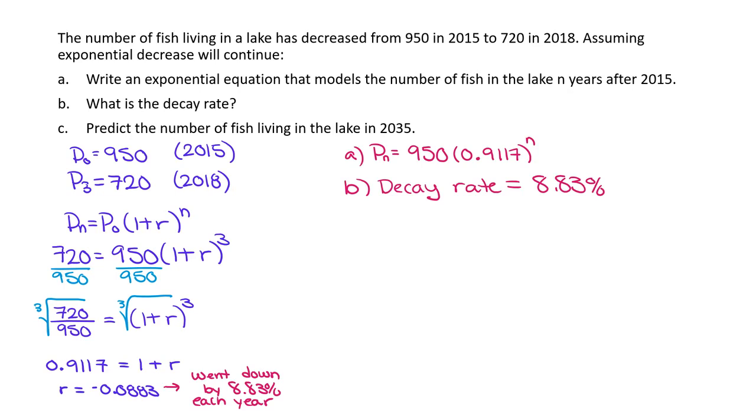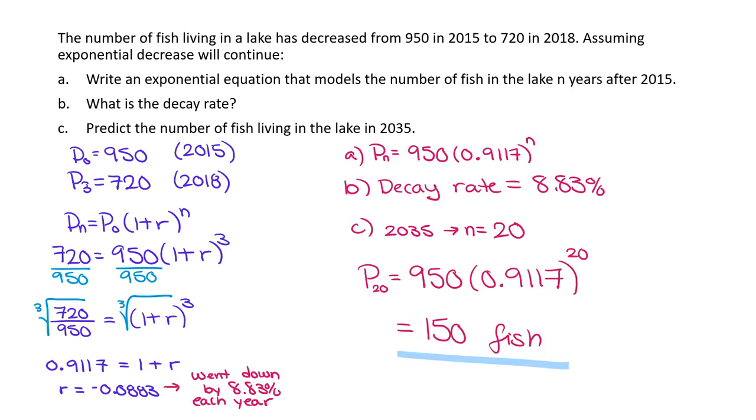Finally, the last thing it wants is us to predict the number of fish living in the lake in 2035. Our starting year was 2015. 2035 is 20 years later. So to answer this, I'm just going to go ahead and plug 20 in for n. So I will use my calculator again. 950 times 0.9117 to the 20th power. And I rounded to the nearest whole number and got approximately 120 fish.